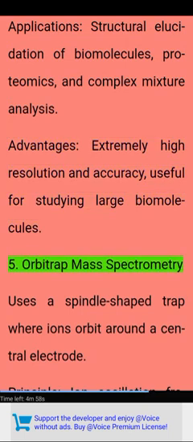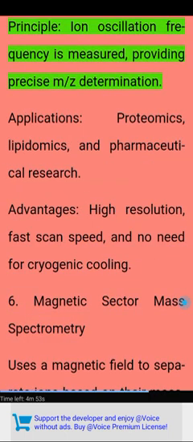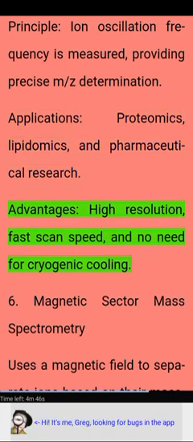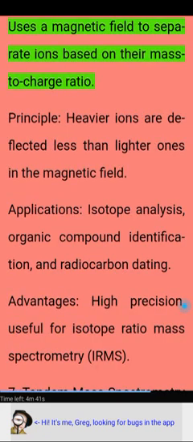5. Orbitrap mass spectrometry. Uses a spindle-shaped trap where ions orbit around a central electrode. Principle: ion oscillation frequency is measured, providing precise m/z determination. Applications: proteomics, lipidomics, and pharmaceutical research. Advantages: high resolution, fast scan speed, and no need for cryogenic cooling. 6. Magnetic sector mass spectrometry. Uses a magnetic field to separate ions based on their mass-to-charge ratio.